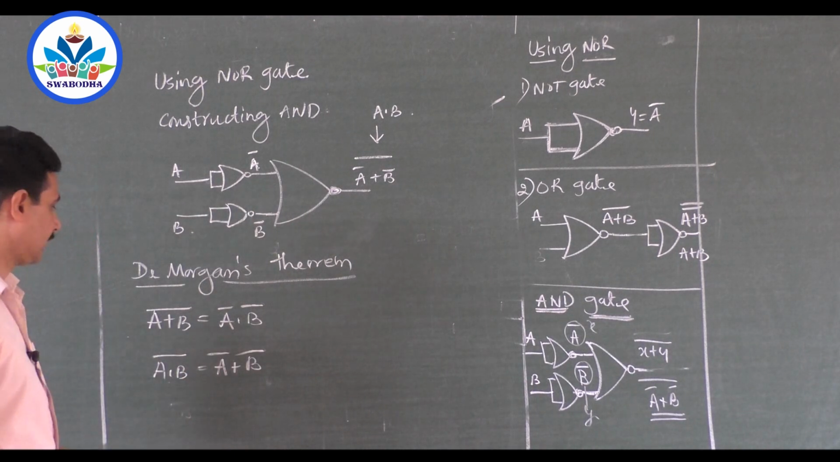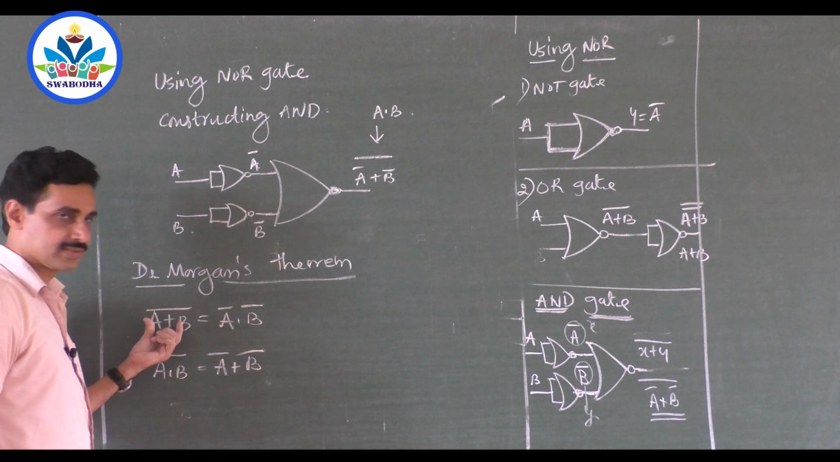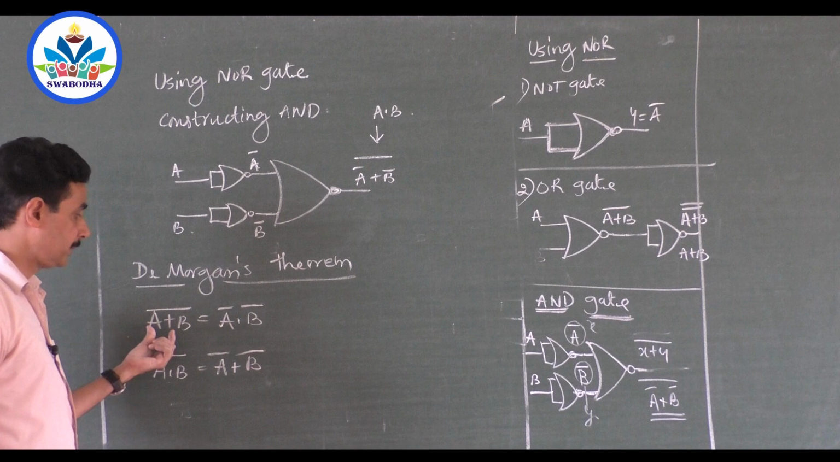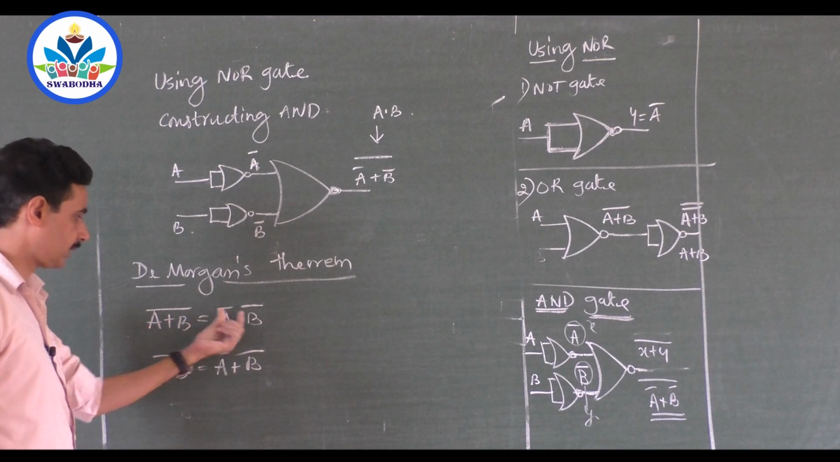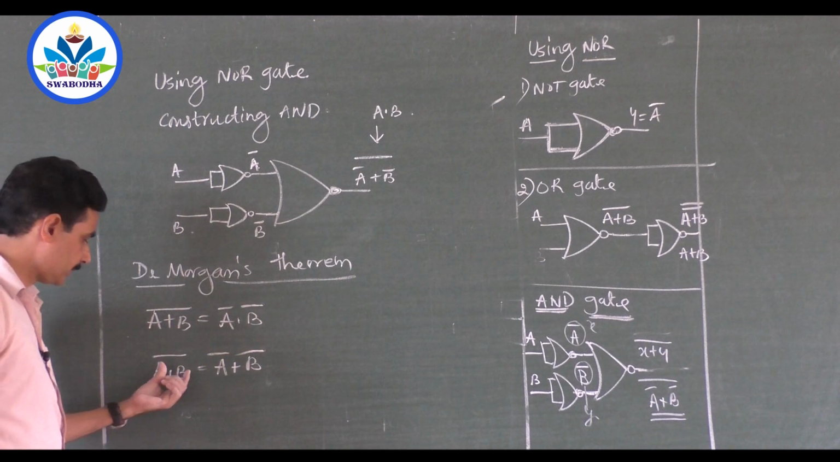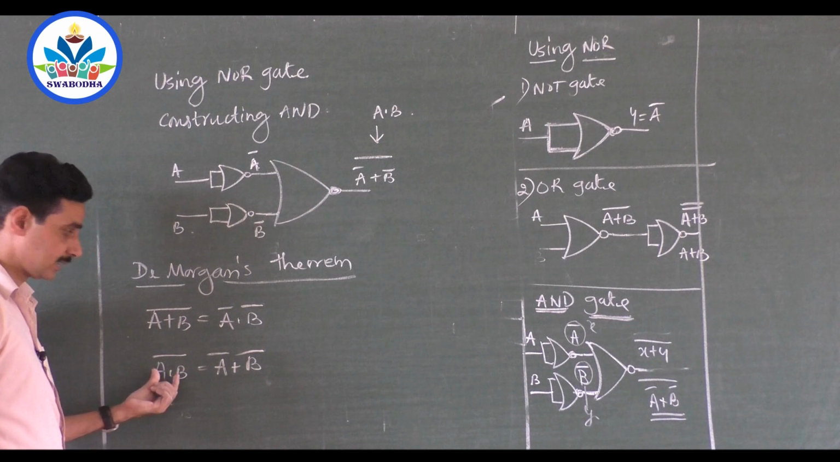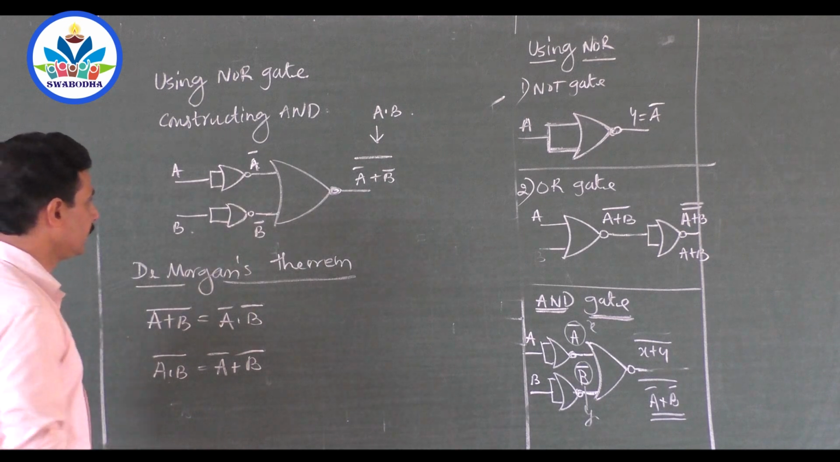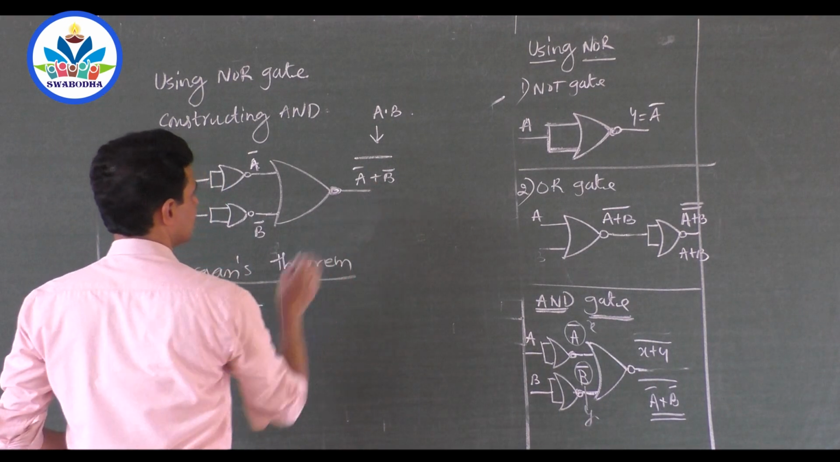This is the answer, right? Complement of the sum is equal to the product of complements. A plus B whole bar is equal to A bar dot B bar, and A dot B whole bar, complement of the product, is equal to the sum of the complements. Each complement, sum. Now will you use this here to get this answer?